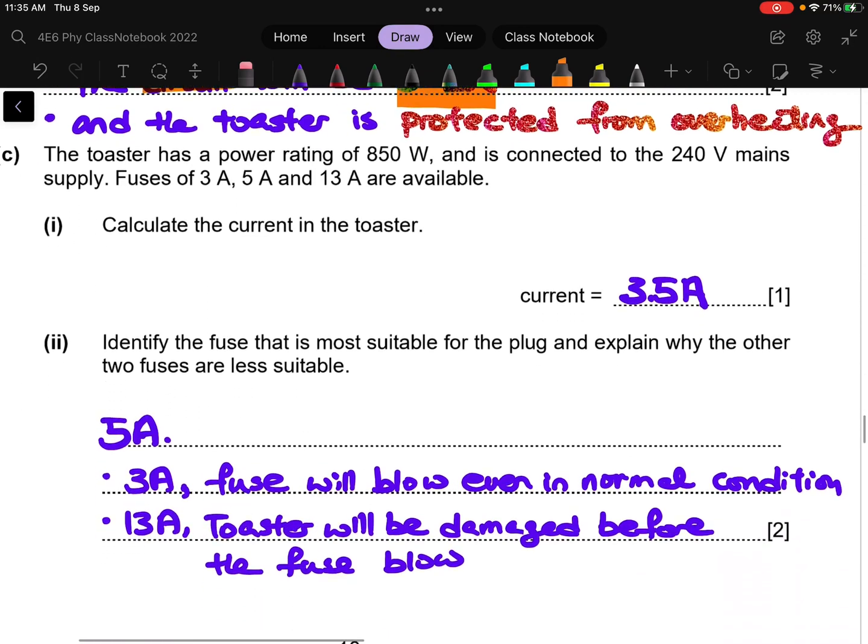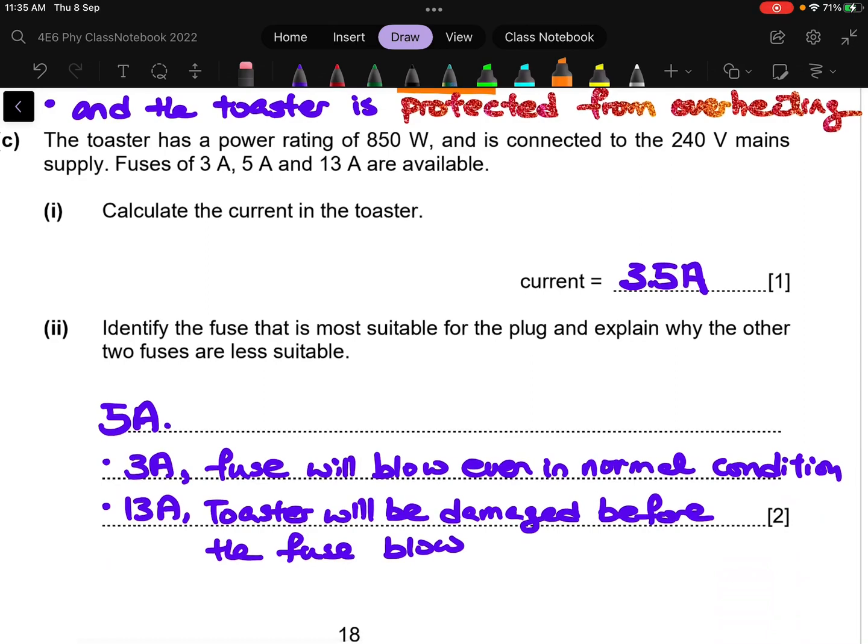Yeah. Down here for C part 1, most of you got it correct, so I'm not going to go through it in detail. You can read about it. For part 2, the same thing. I think it is about phrasing. Most of you picked the correct fuse rating, which is 5 ampere. For the 3 ampere, most of you don't have any issue explaining yourself. Maybe you just need to know how to phrase it, normal condition. For the 13 ampere, why is it bad?